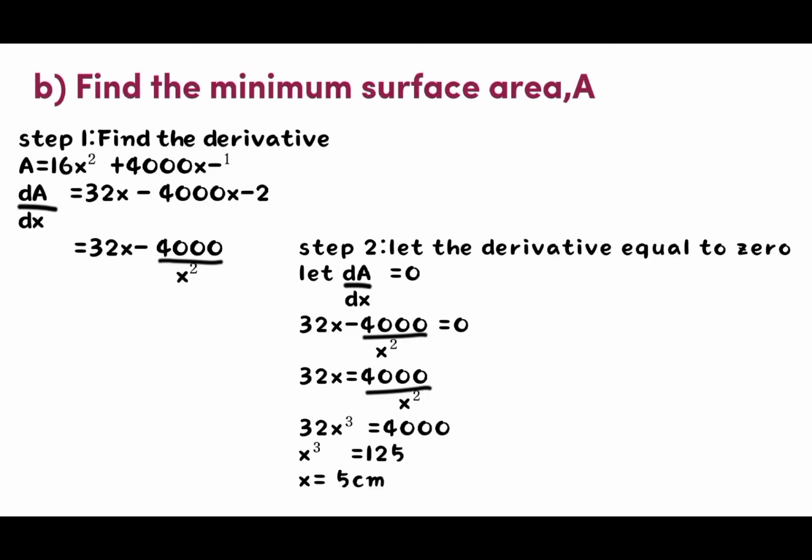For question B, we need to find the minimum surface area. First, step 1 is to find the derivative. Using the surface area equation given, we find the derivative of A, and the answer is 32x minus 4000 over x squared. Next, step 2: let the derivative equal 0. Let dA over dx equal 0, so 32x minus 4000 over x squared equals 0. From the calculation, we get the value of x, which is 5 cm.